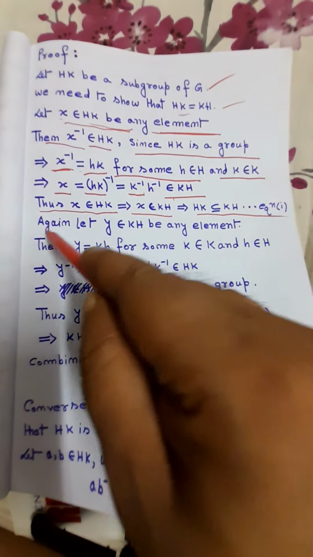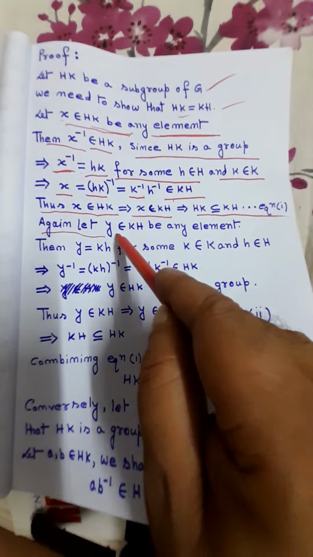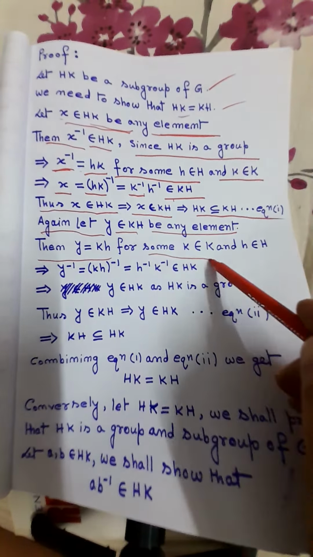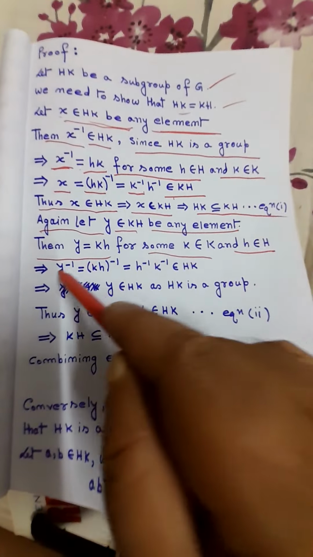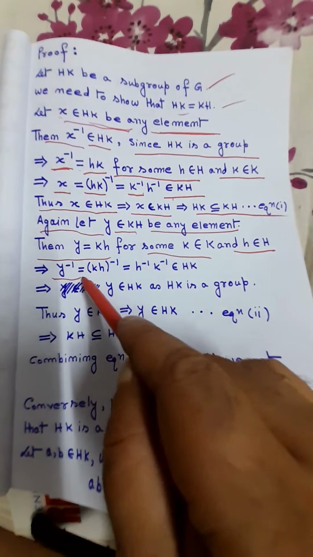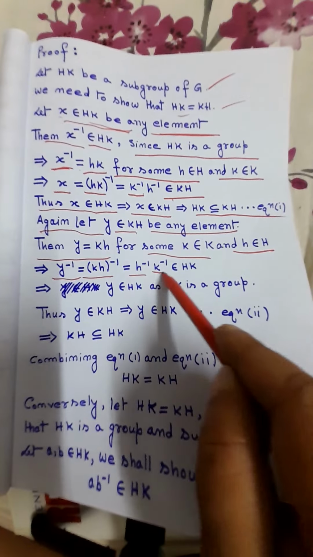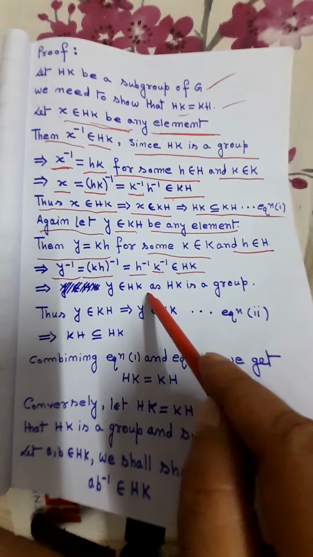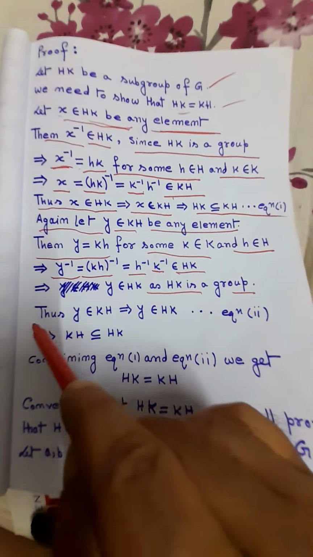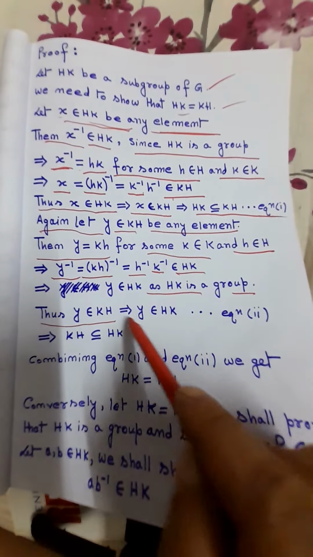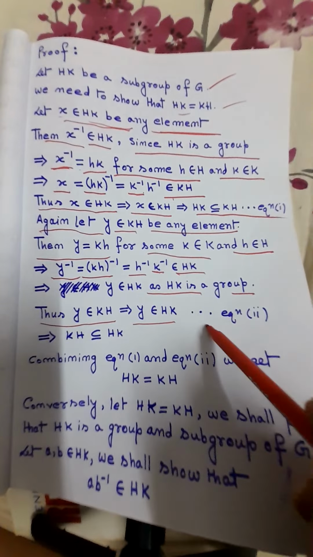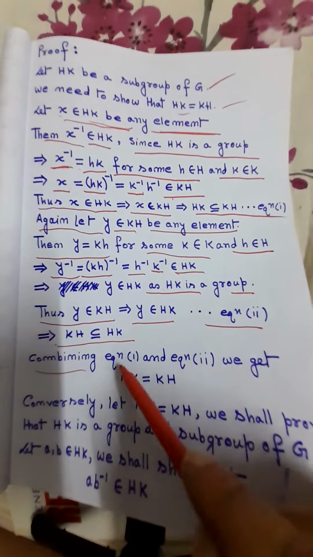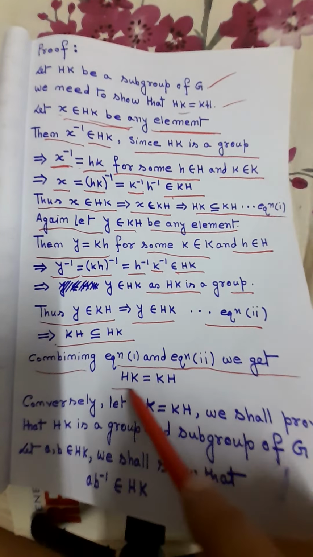Equation number 1. Again, let y belongs to KH be any element. Correct? Then y equal to kh for some k belongs to K and h belongs to H. That means y inverse equal to (kh) inverse equal to h inverse k inverse belongs to HK. So that implies that y belongs to HK, as HK is a group. Correct? Thus y belongs to KH implies y belongs to HK. Equation number 2. So KH is a subset of HK. Right? Now combining equation number 1 and 2, we get HK equal to KH.